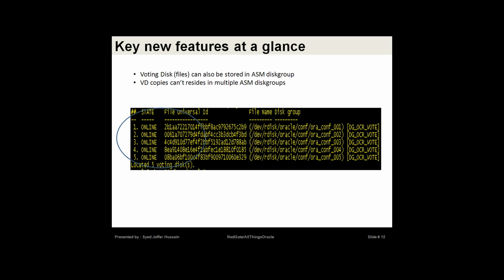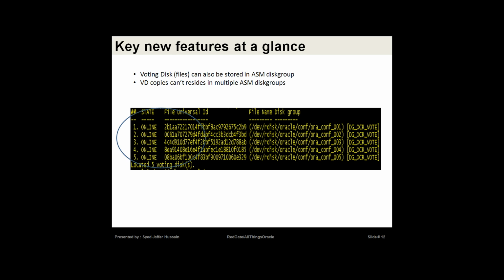If you use external redundancy, you will have only one single copy of your voting disk. And if you create an ASM disk group with normal redundancy, you will see 3 copies. And if you use a high redundancy disk group, you will see 5. So it will also support 5. That means it is linked with the type of redundancy level that you used with the ASM.